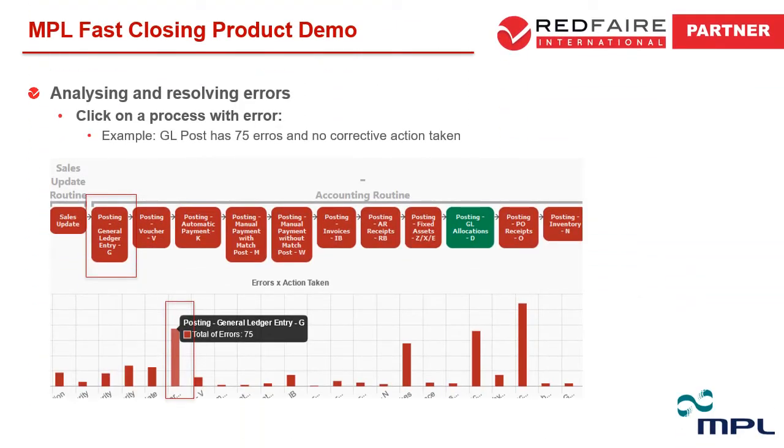So talking about analyzing and resolving errors using the tool. You can start from the dashboard page and navigate to a process that is showing with error. In this example, I'm going to take the general ledger entry post job, where I can see currently there are 75 errors, but no actions to correct them.